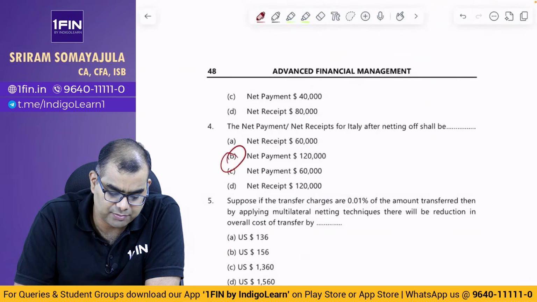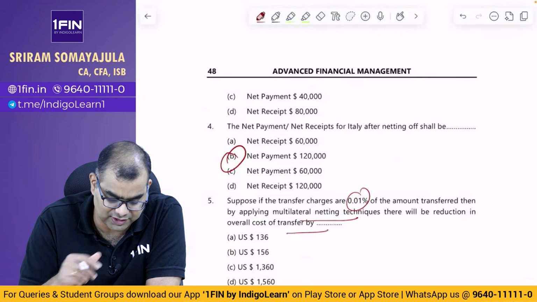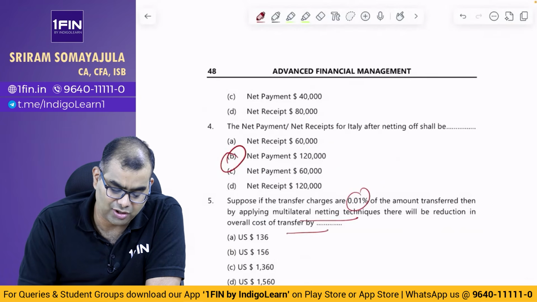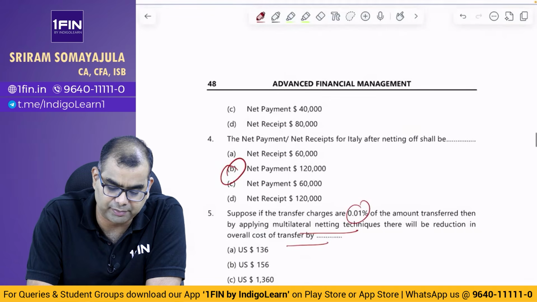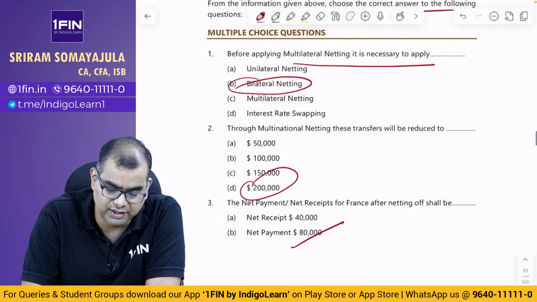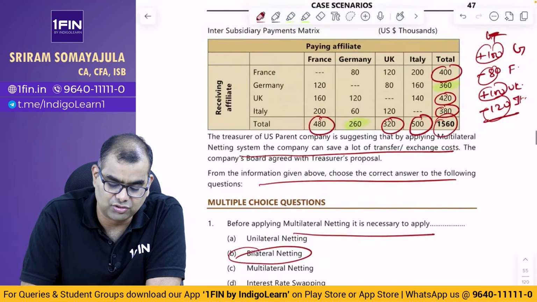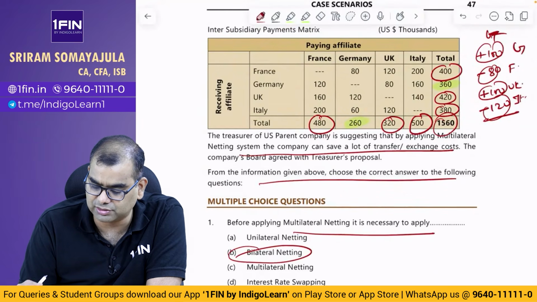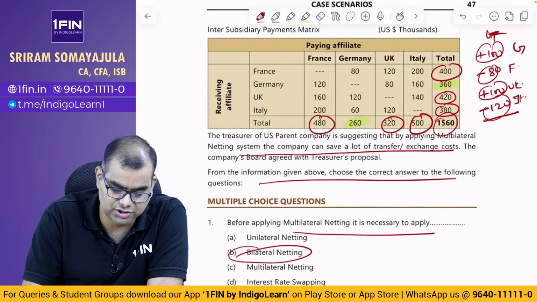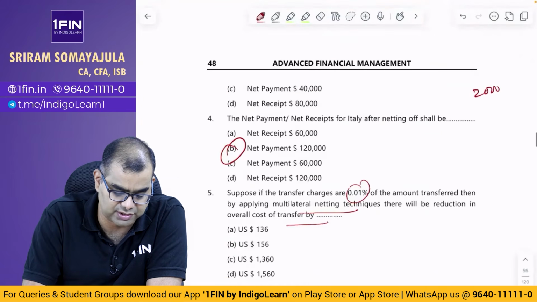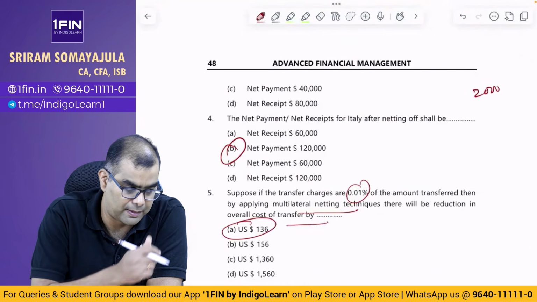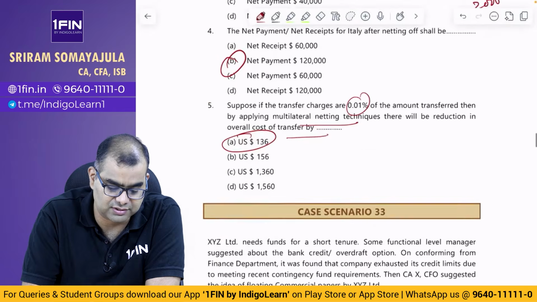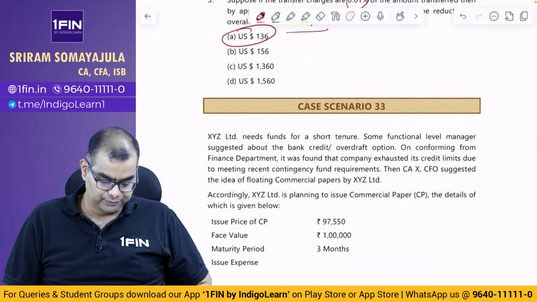Then transfer charges are 0.01% of the amount transferred, and by applying the multilateral technique, there will be a reduction in the overall cost of transfer by how much? See, because of doing multilateral netting, you are only paying 200,000, whereas earlier you were paying 1560,000. So you are going to reduce it by 1360 into 0.01%, into 1000. You will reduce charges by $136. Then moving to the next one.